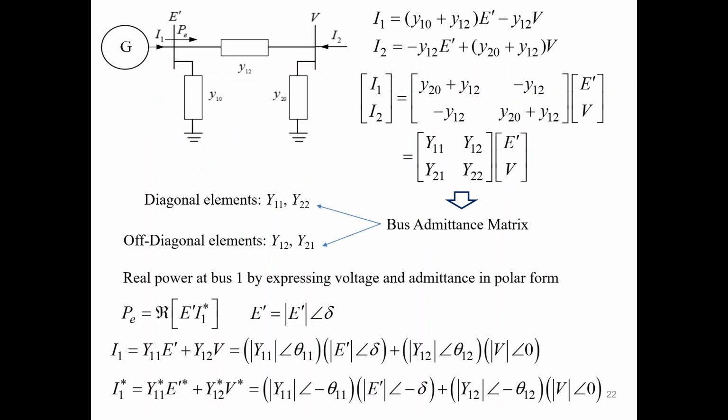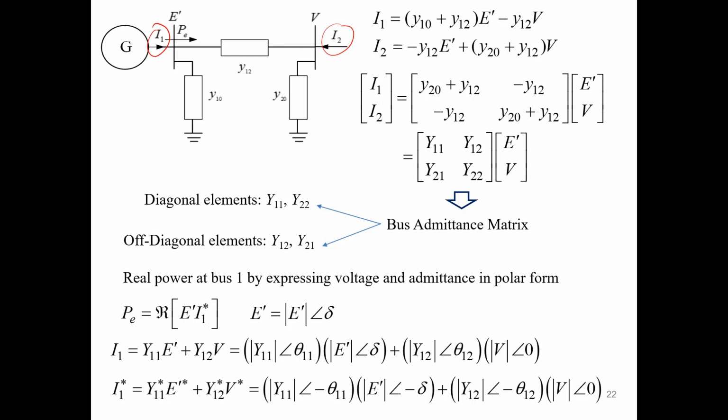Once you have the transformation, you want to see the current in the two ports, meaning the current at the sending end and the current at the receiving end. This is the current injection at both ends.